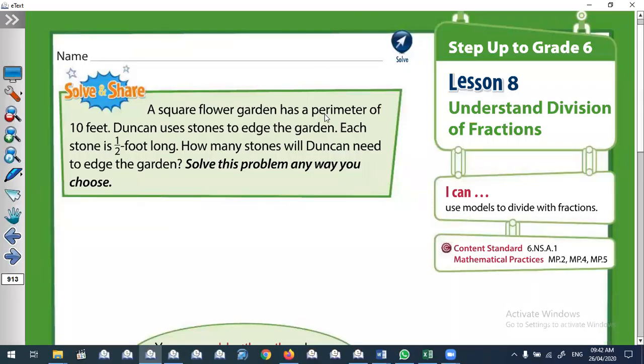How are you today? Our lesson today is lesson 8, which is step up to grade 6. Understand division of fraction. Today we are going to learn how to divide the fraction. And we already taught this lesson before. Let's start.